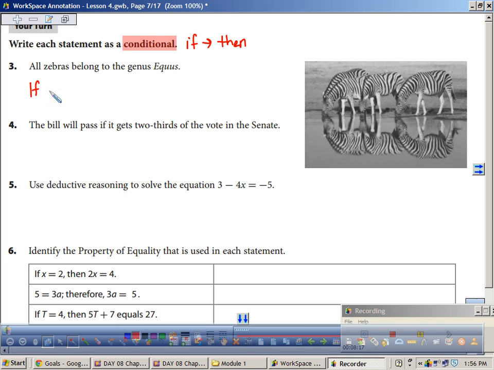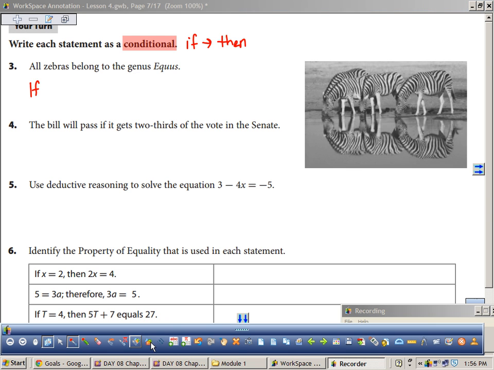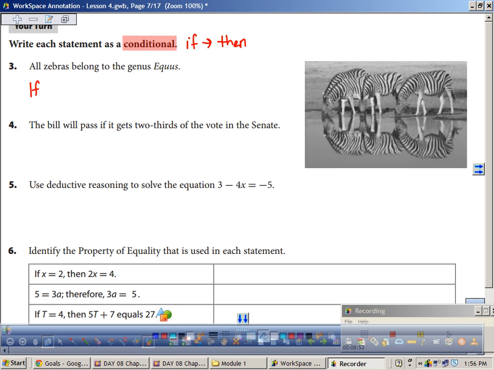If. Yes, sir. You're actually making it more complicated than it needs to be. If. Not if all zebras. Forget this. No. Think about that. Did you hear what he said? He said, if they belong to Equus, then they're zebras. Is everything that belongs to Equus a zebra? So do that in the other way.